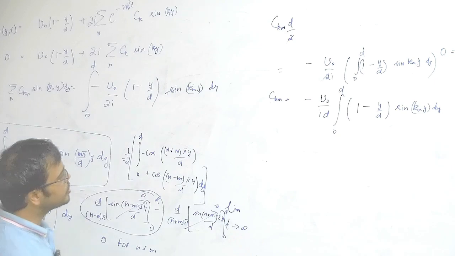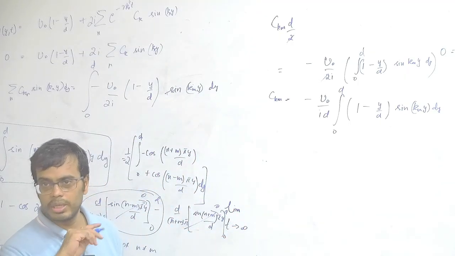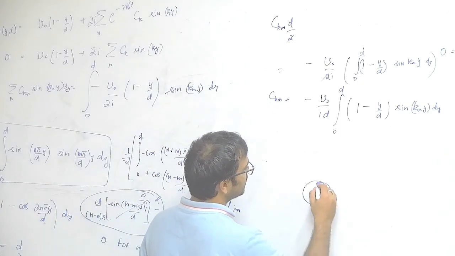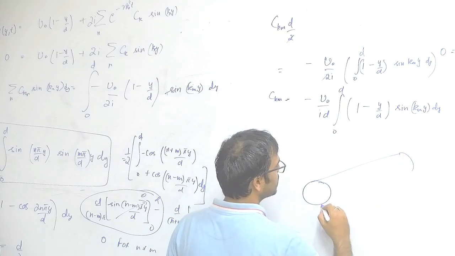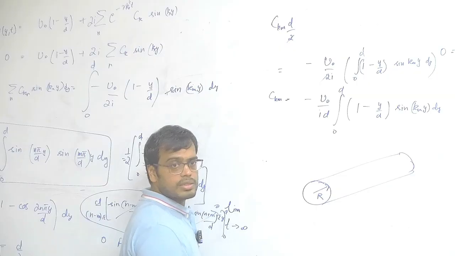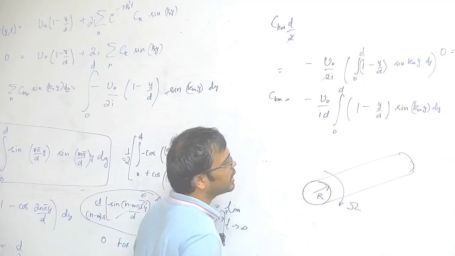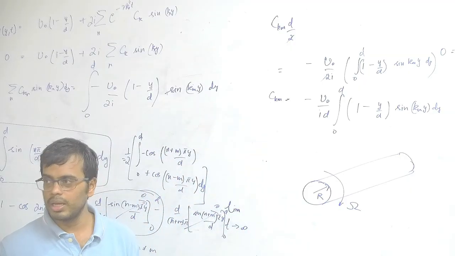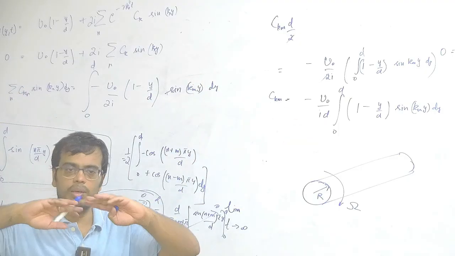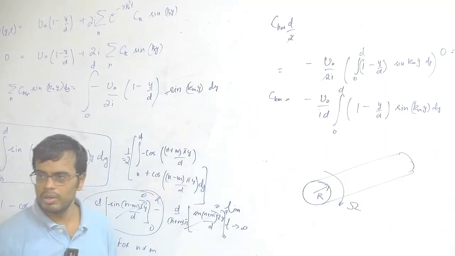So in the notes, as you will see, there is a cylindrical counterpart of the impulsively moving plate problem given. Let us say you have a cylinder of some radius r that starts to rotate impulsively at an angular speed omega, and this cylinder is in an infinite fluid, in a medium that is infinite.